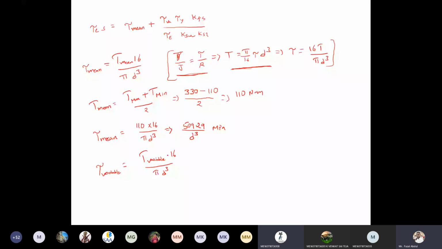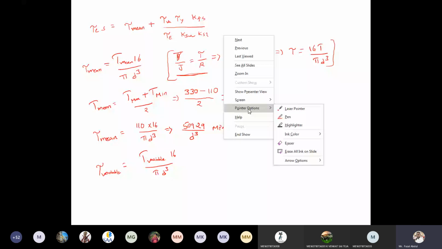Roll number 66 given a mean. For mean, not 509. How much again? Okay.